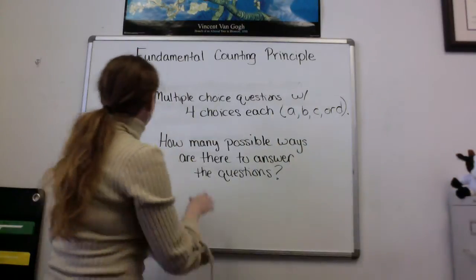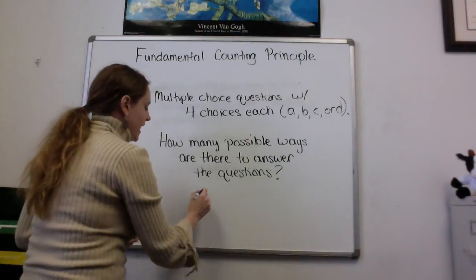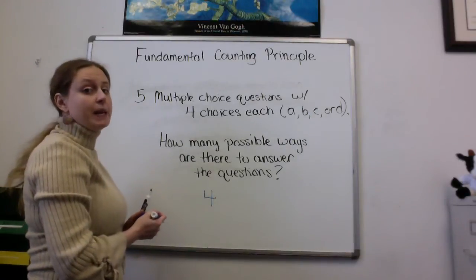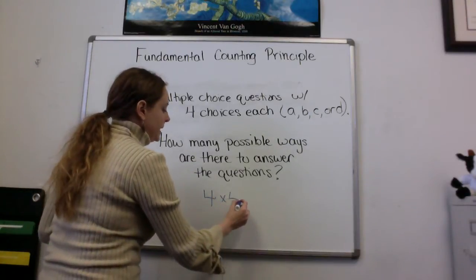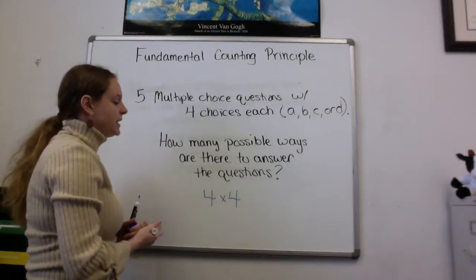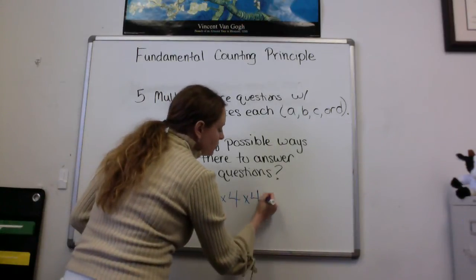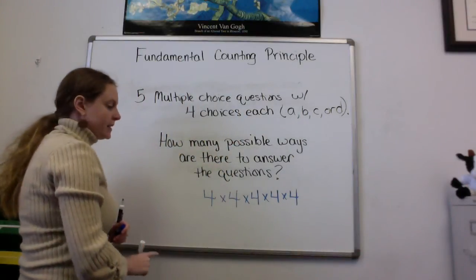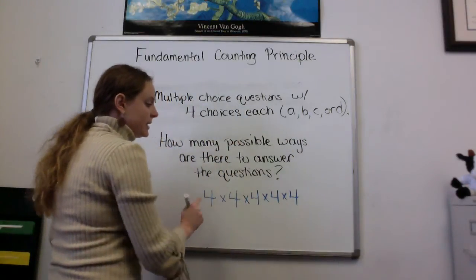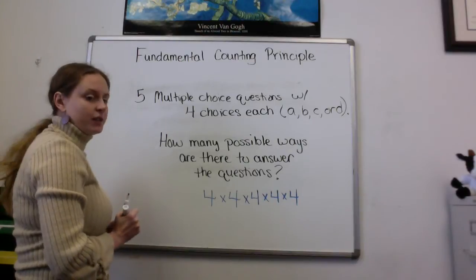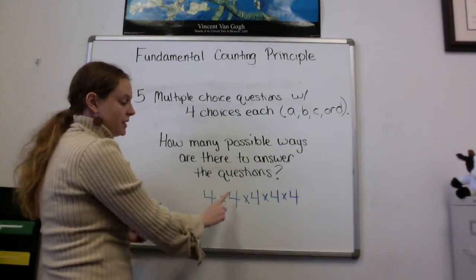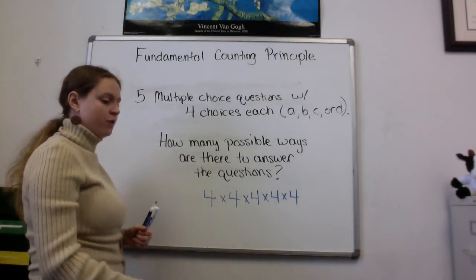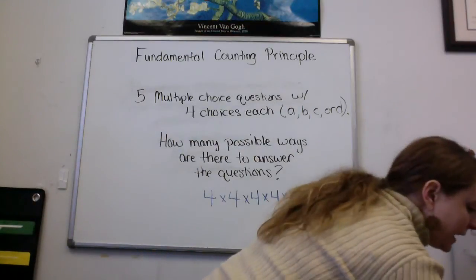So that means for the first multiple choice question, I have 4 choices, A, B, C, or D. For the second multiple choice question, I have those same choices. So for each one of the 5 questions, I have 4 choices. So there are 5 questions, and each question has 4 choices. So it's going to be 4 times 4 times 4 times 4 times 4 for my final answer.